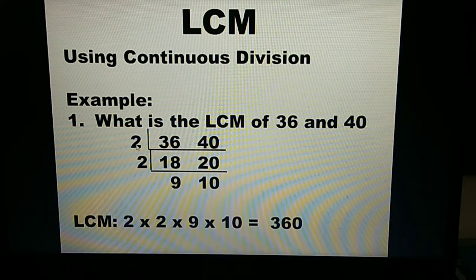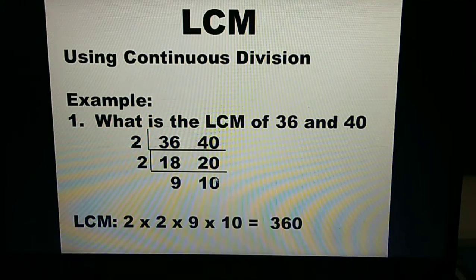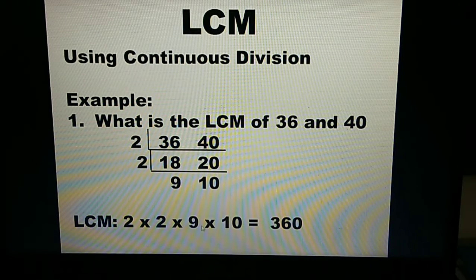So here, the numbers on the left, the common factors, and the bottom row you are going to consider. Therefore, our LCM will be the product of 2 times 2 times 9 times 10, and the product of these four numbers is equal to 360. And this is our LCM.